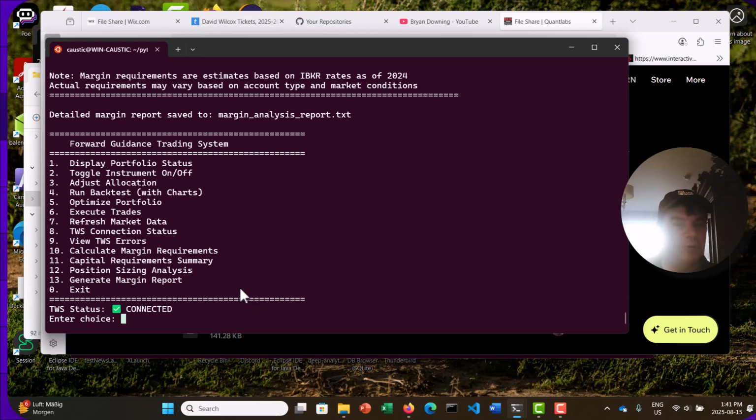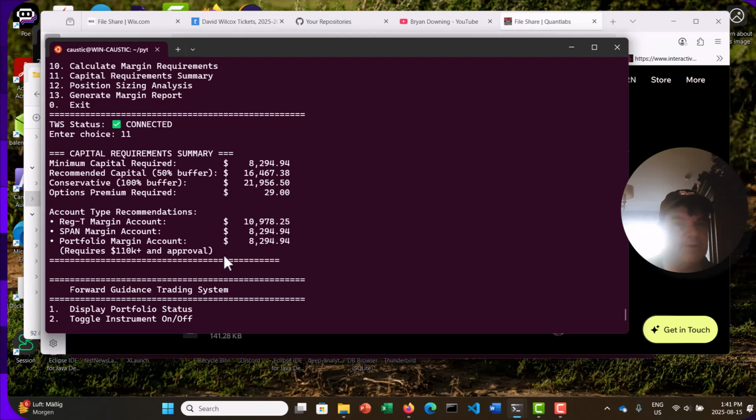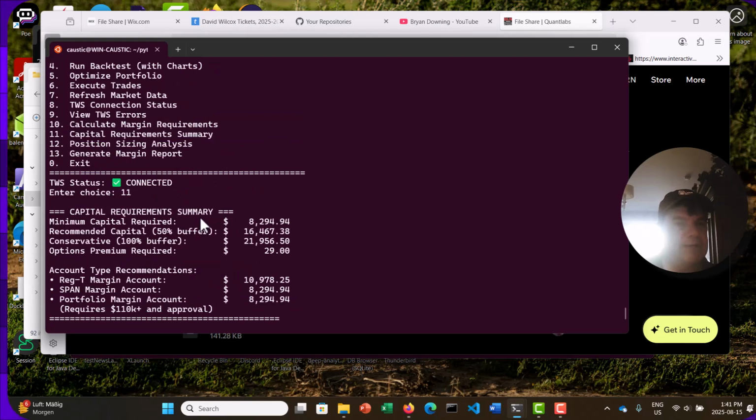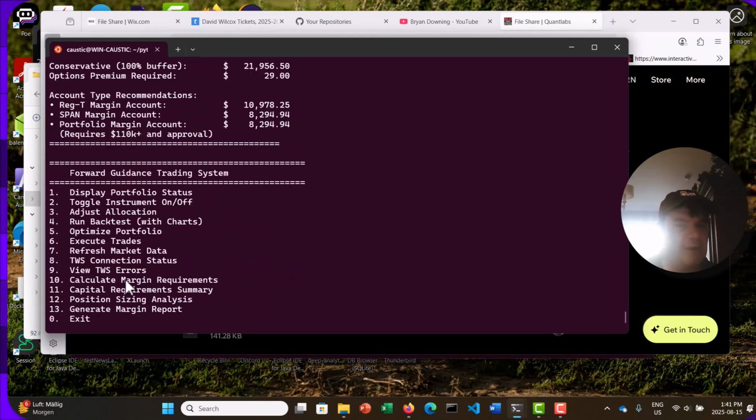Okay. So when you look further at the capital margin requirement, the capital required is 8294, recommended capital at a 50% budget, or a conservative, is 22,000. Option premium required is $29, which is very low. And then there are these different types of accounts as well. So apparently it's 110,000, so it's big boy stuff.